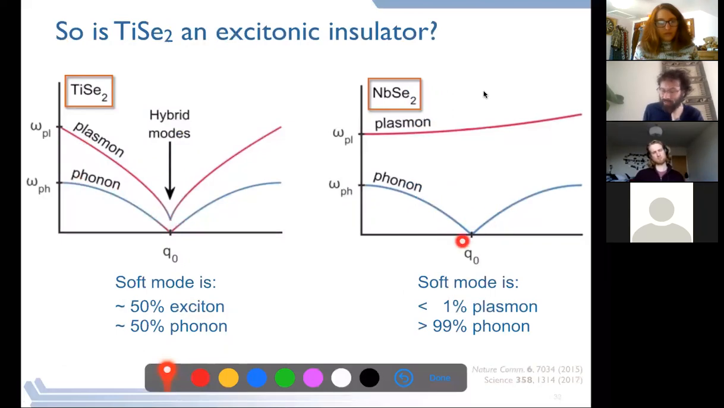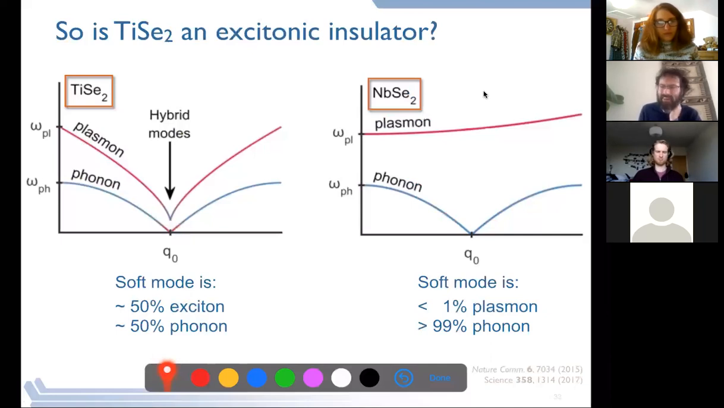That is already a lot better than many other charge order materials like niobium diselenide. There it's really only the phonon, and the exciton does nothing, so it's like 99% phonon. But in this material, they come together and it's 50-50. So that's a lot better, but it's not the 100-0 that Kohn had in mind.